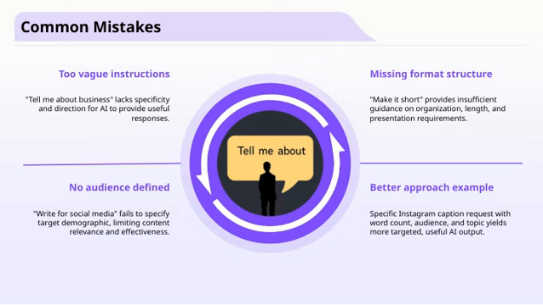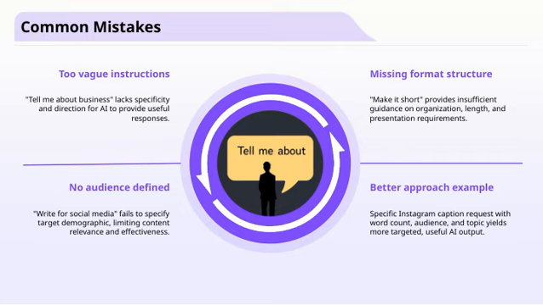Next, not defining your audience can limit the relevance of the content. If you simply ask to write for social media, without specifying who you're targeting, the content might not resonate with the right people. Then, there's missing format or structure guidance. Telling the AI to make it short doesn't give enough detail about how you want it organized, how long it should be, or the style you're aiming for.